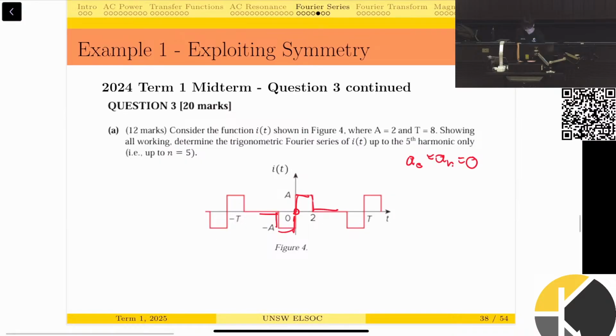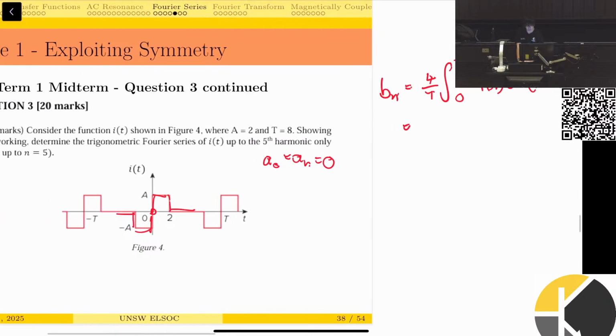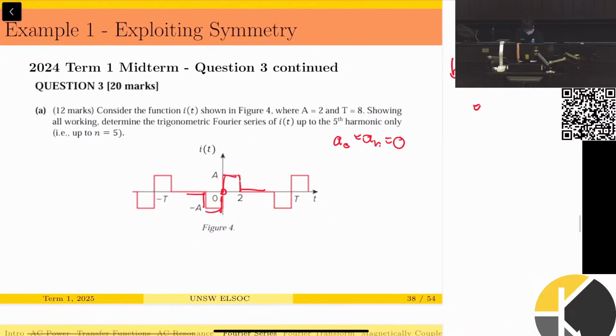So let's apply that. We have Bn equals 4 on T, integral from T on 2 to 0 of f of t sine n omega naught t dt. If I look at half of this period, I'm going from 0 until here. If T is 8, then half of this period will be 4. So I can see that I have a peak at amplitude A for 2 seconds, and then an amplitude of 0 for another 2 seconds.